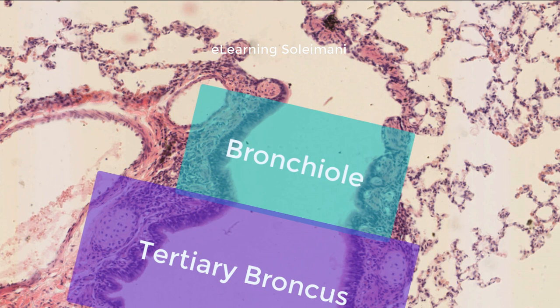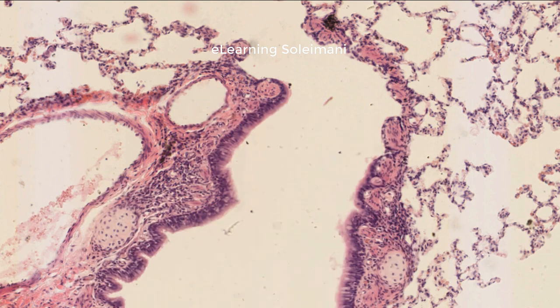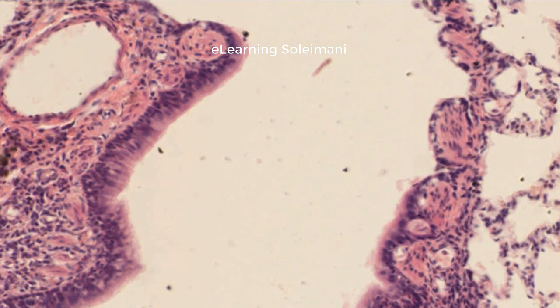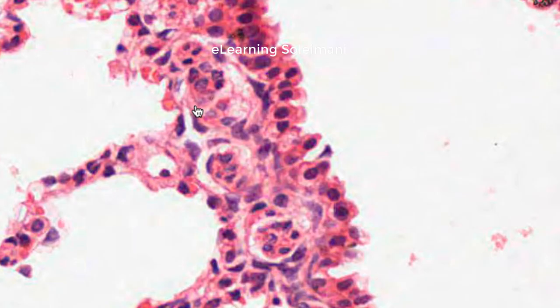The end of the conducting portion of the lungs is the final segment, called the terminal bronchioles. In the terminal bronchioles, the epithelium is simple cuboidal, mostly club cells, formerly known as Clara cells, a few ciliated cells, and no goblet cells.